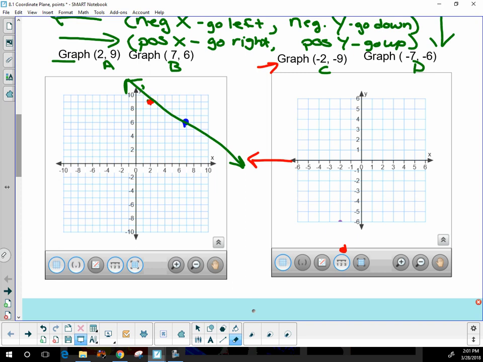And again, you would not have any of that on your graph. For (-7, -6), again, I would start by going this way to -7, and then all the way down to -6. So it would be there. And my line would go this way, connecting those two points.